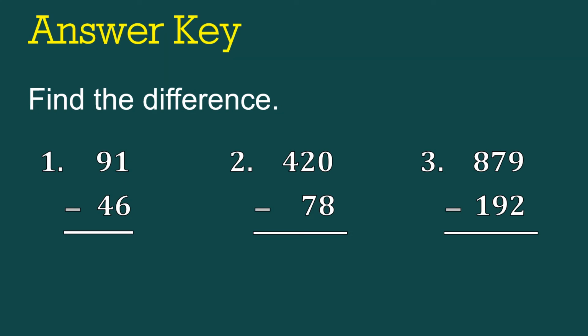Here are the correct answers to the questions. 91 minus 46 is equal to 45. 420 minus 78 is equal to 342. 879 minus 192 is equal to 687. Do you find it easy? Awesome!